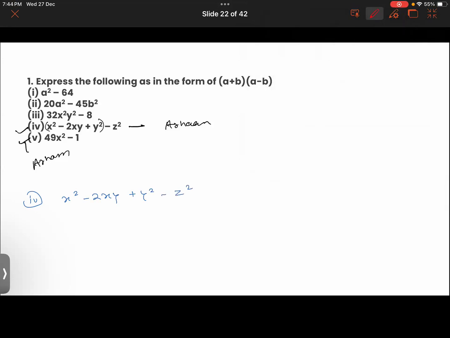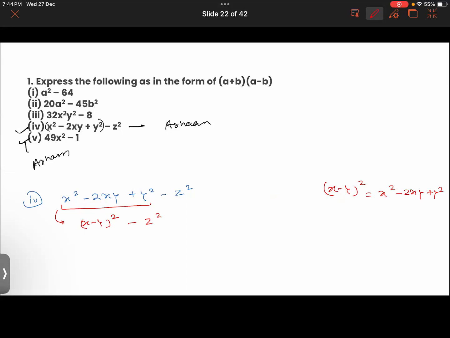That's a good question. So take these 3 terms. Are they not in this format? x minus y whole square. Yes, we can clearly see that it is in this format, because expanding this basically gives you x square minus 2xy plus y square. So hence this one is reduced to x minus y whole square minus z square.